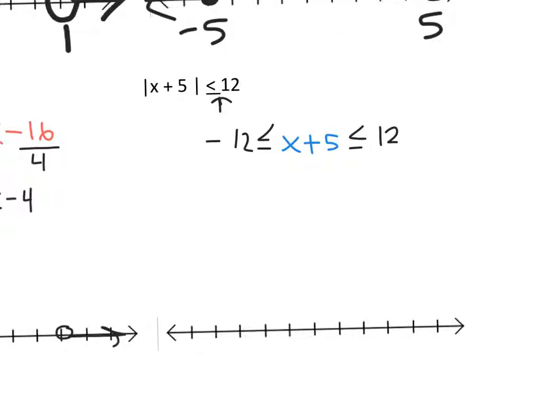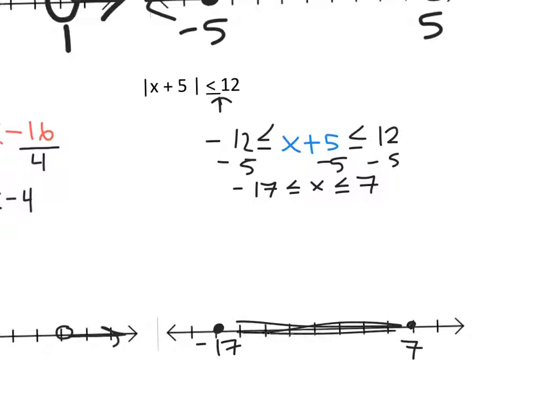So I'm solving this compound inequality. So I subtract 5. So it's going to be -17 is less than or equal to x is less than or equal to 7. So I'm going to make closed dots at -17, closed dots at 7, and shade in between.